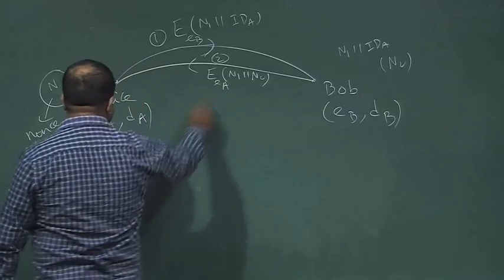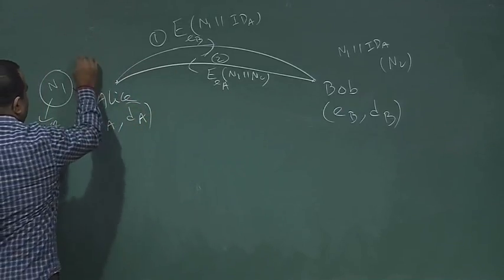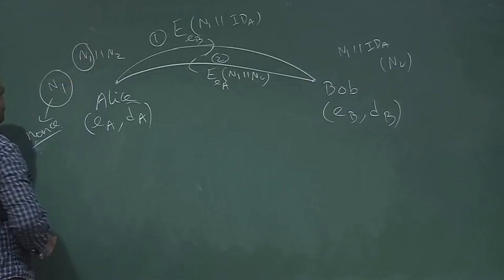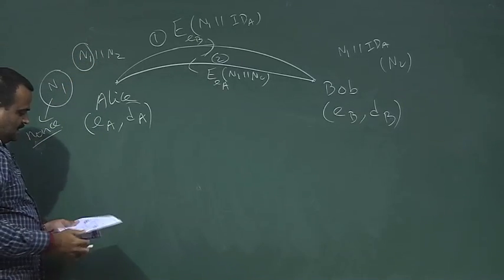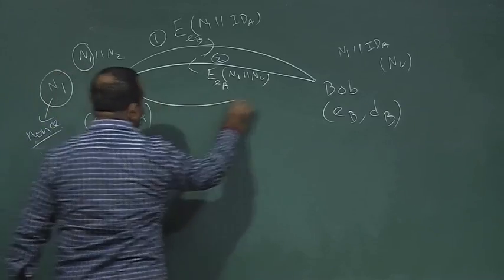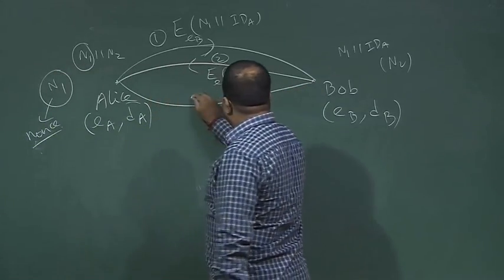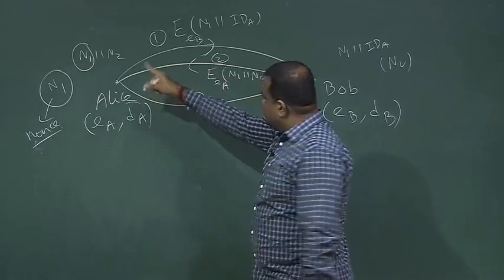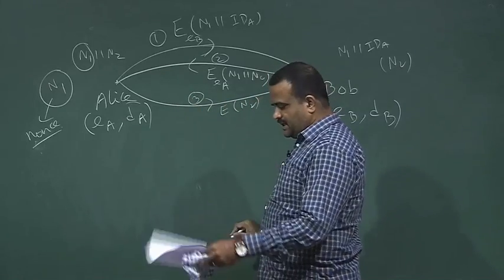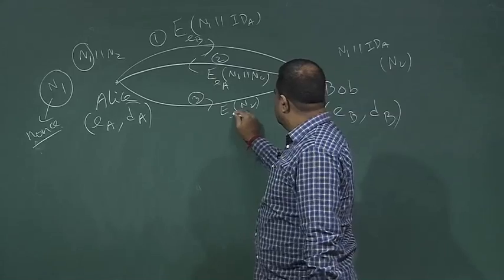Now, Alice has Alice's secret key. So, Alice will decrypt it and get this, and Alice will check whether this N1 is the same. So, Alice will be convinced that Alice is communicating with Bob. Now, Bob has to be convinced. So, for that, what will Alice do? This is number 3. Alice is receiving N2, so Alice will encrypt this N2 using Bob's public key.